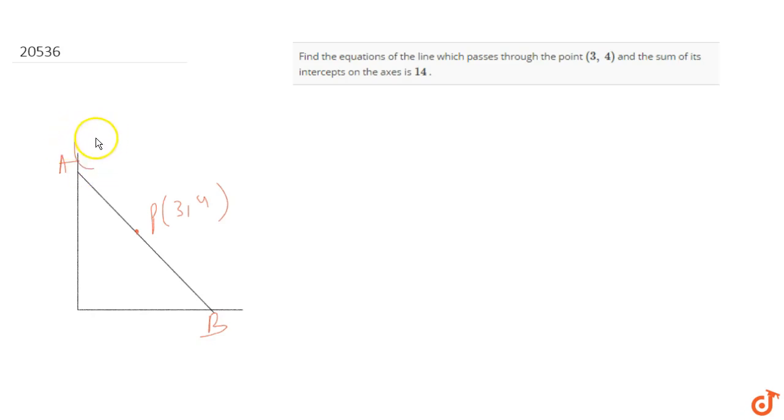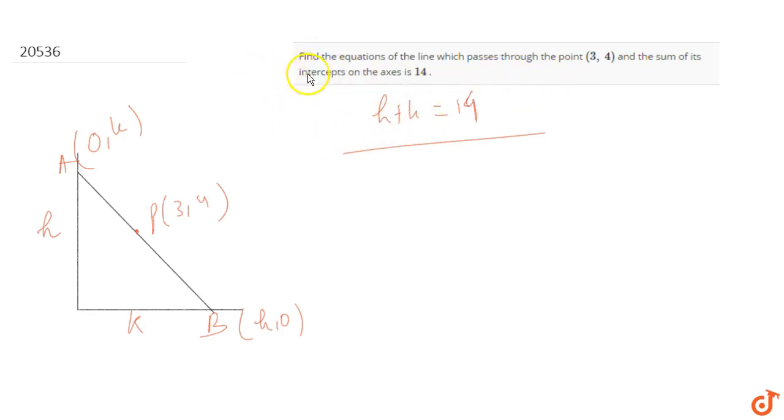So A will have the coordinates (0, k) because x will be 0 on the y-axis, and B will be (h, 0), isn't it? Now we have been given that the sum of its intercepts on the axes is 14. So this is h and this is k. So h plus k equals 14, because the intercepts are h and k only. We need another equation in h and k in order to find the values of h and k.